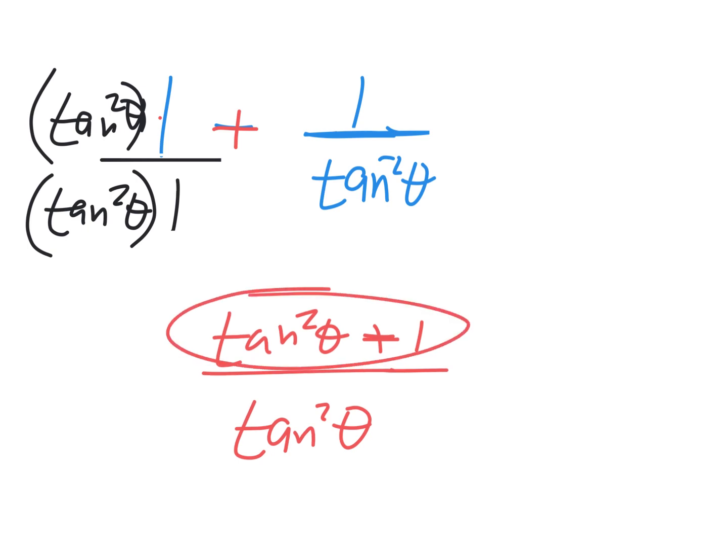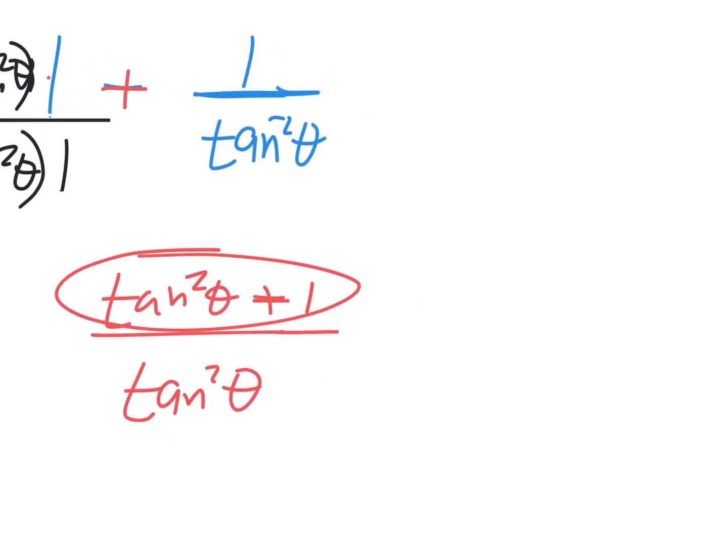Okay, so we found it. It's on the sheet. And what is it, Claudia? Secant squared over tangent squared.